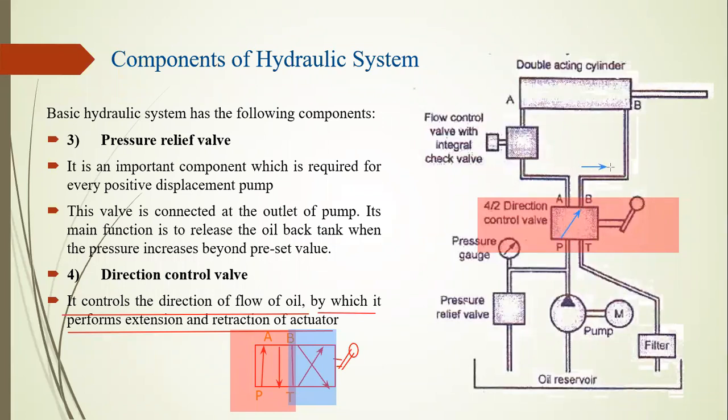At this time, what happens? The oil passes this way and enters the cylinder at point B. At this time, the cylinder moves in the left-hand direction. The excess oil returns from A through the flow control valve to port A, and from port A to T, and T to return, and return to the oil reservoir tank. This is the flow path. The direction control valve gives the direction in which the oil flows.